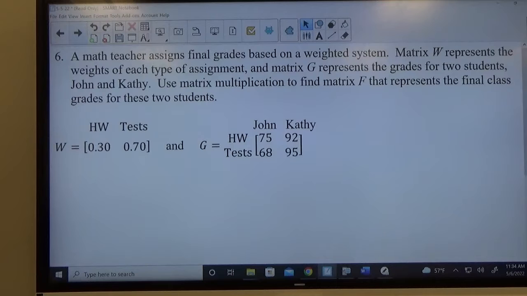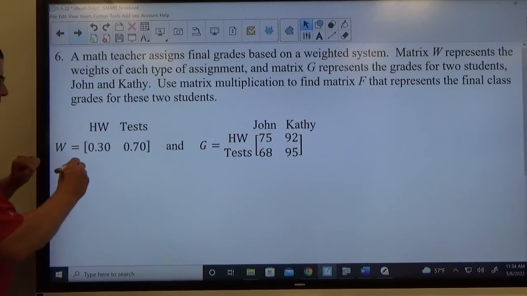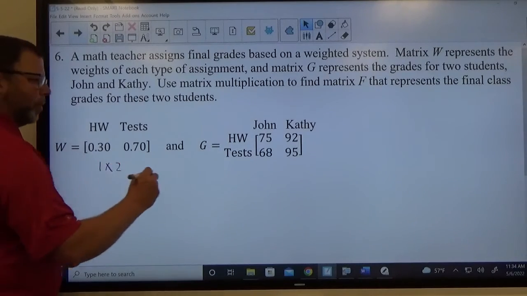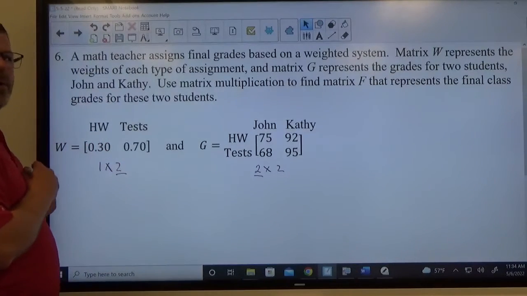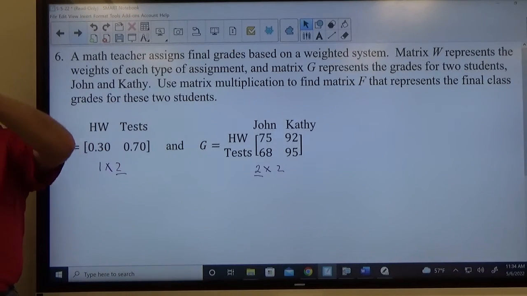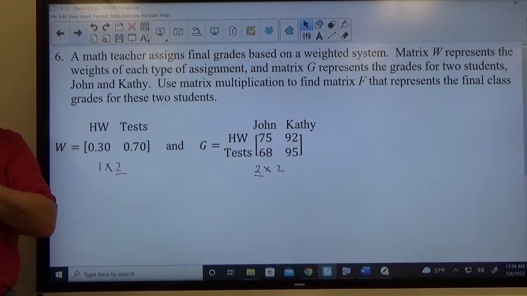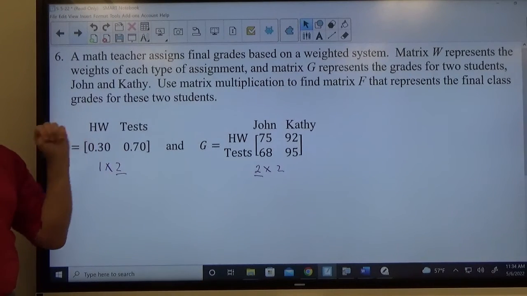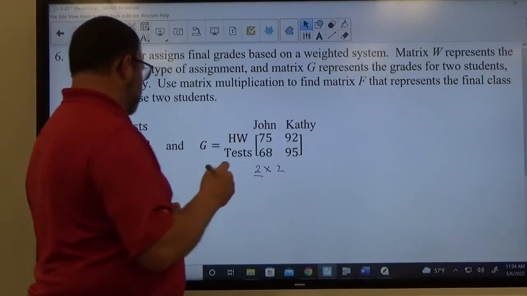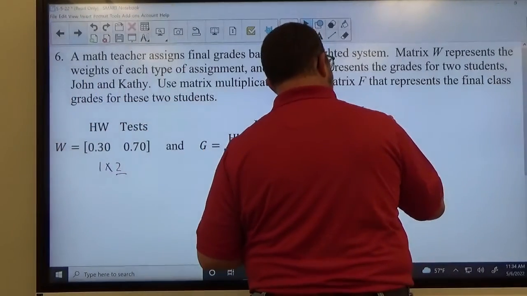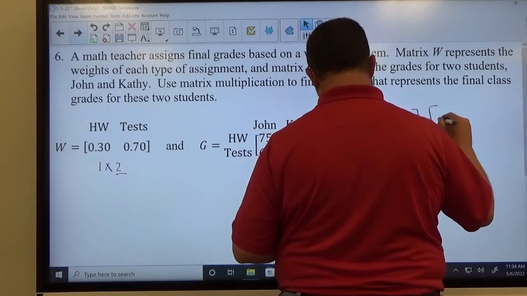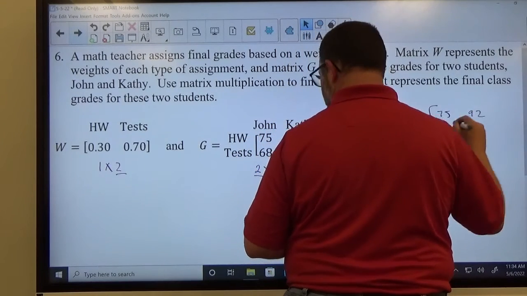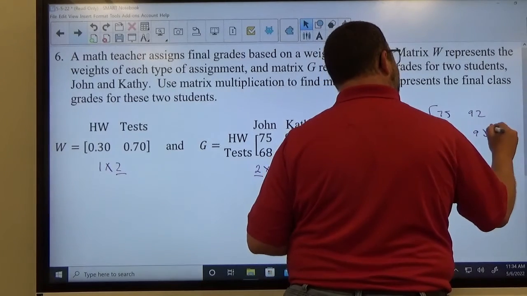So, use matrix multiplication to find matrix F that represents the final class grades for these 2 students. I have a 1 by 2 matrix being multiplied by a 2 by 2 matrix, which means 2 matches 2, it's possible to do it. I'm going to get a 1 row by 2 column matrix for my answer. So my answer should look like this, just with different numbers in it. All right. So specifically what I'm doing here is 0.30, 0.70 times 75, 92, 68, 95.